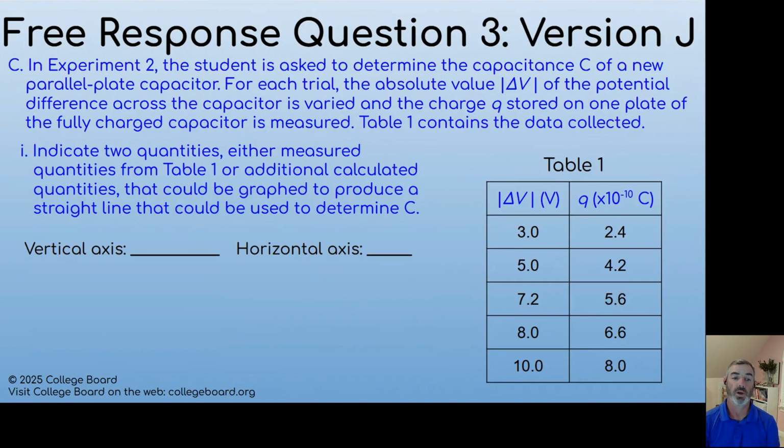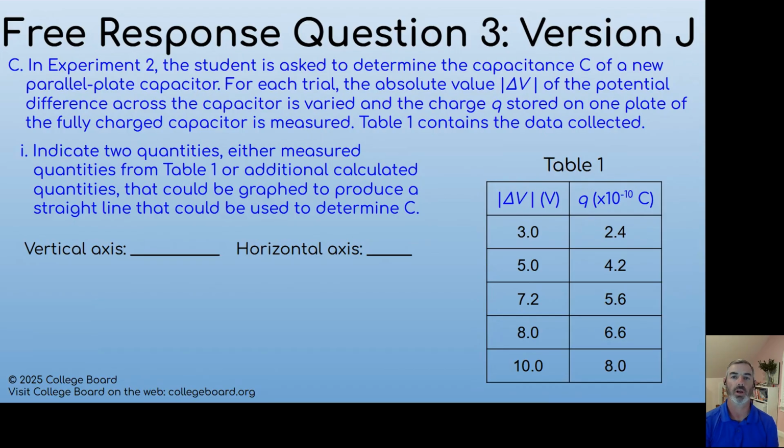So the experimental design question then transitions to a different question in a different experiment. Now we have the data that's given, and what we're trying to do is find the value of a capacitor that has an unknown value. This is a different parallel plate capacitor, so it switched it up on us. And the absolute value of the change in potential across the capacitor is measured, as well as the charge that's stored on one of the plates.